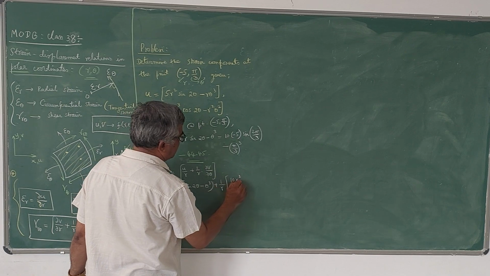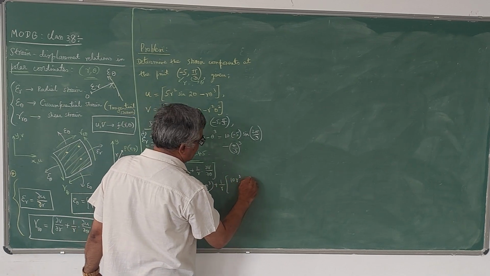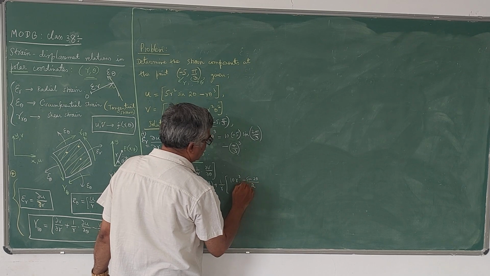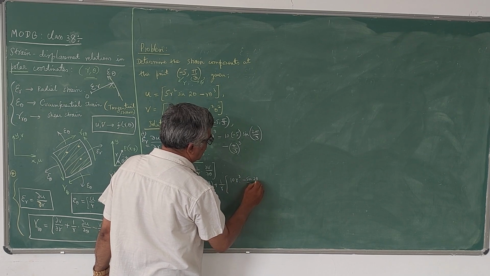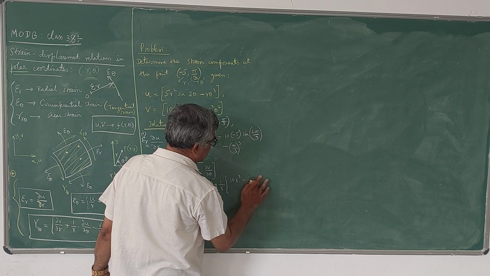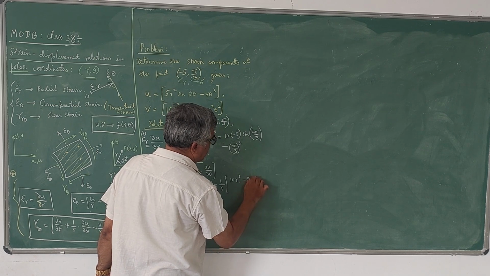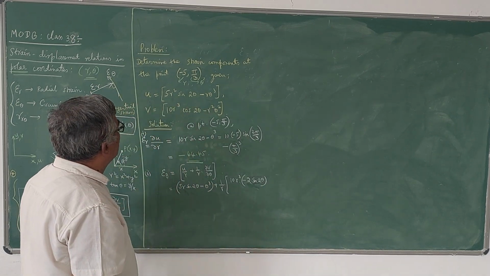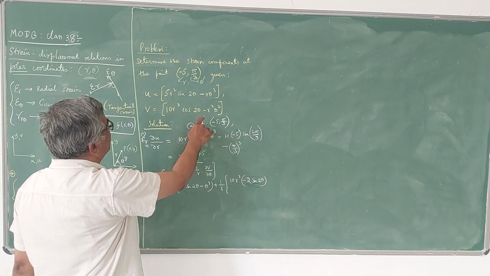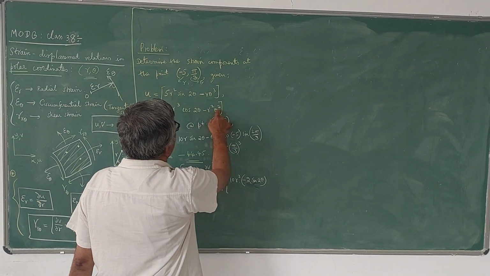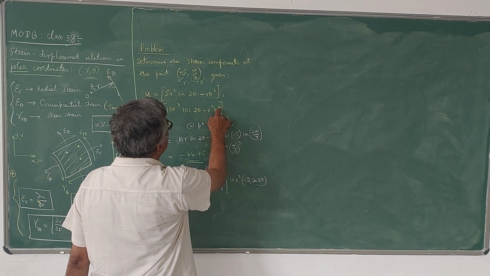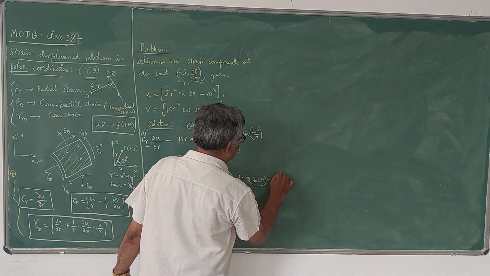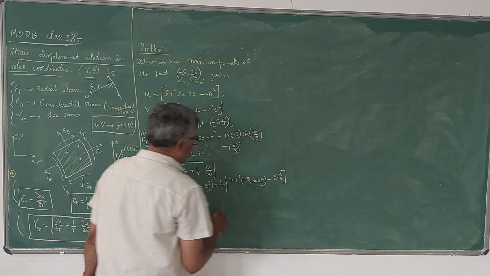becomes constant into the derivative of cos 2 theta, which is minus sin 2 theta into 2. That means it becomes minus 2 sin 2 theta. So you should be knowing the derivatives. That is very important. Without knowing that, you cannot do this. Then derivative of this will be, you are differentiating with respect to theta, so it becomes 2 theta. So that means minus 2 r square theta. Yeah, this is what we get.